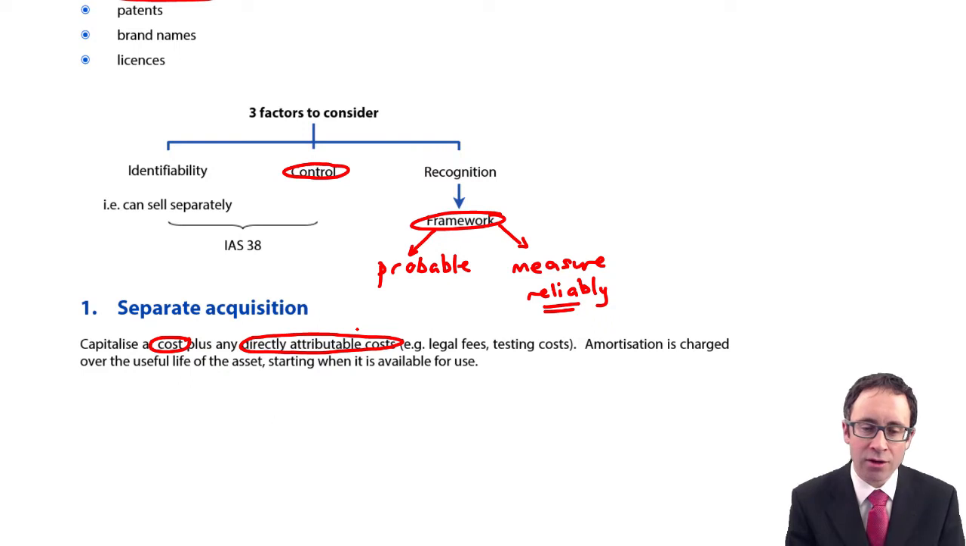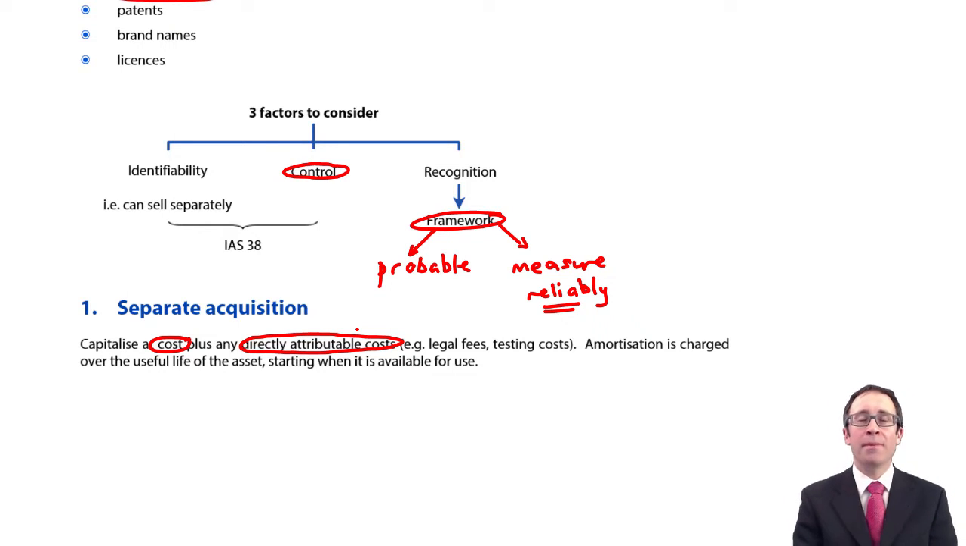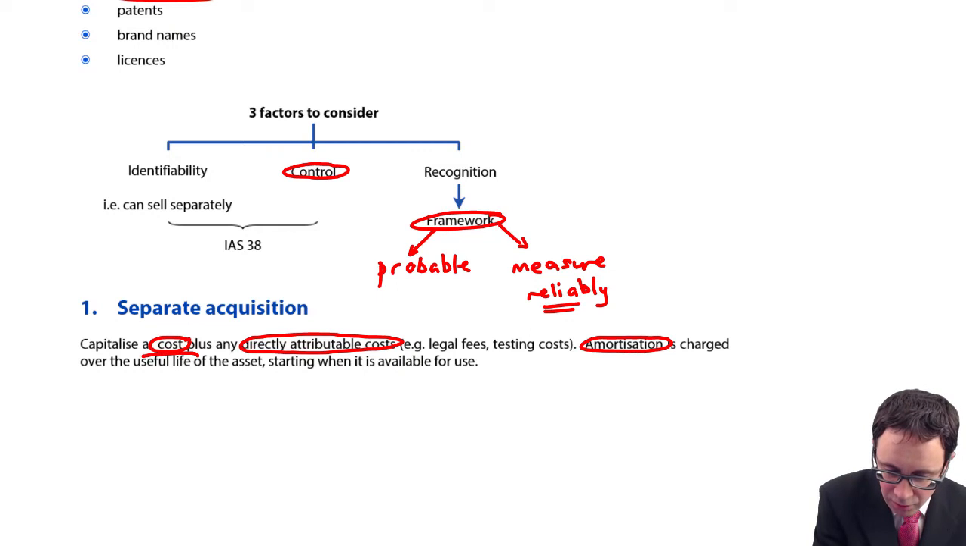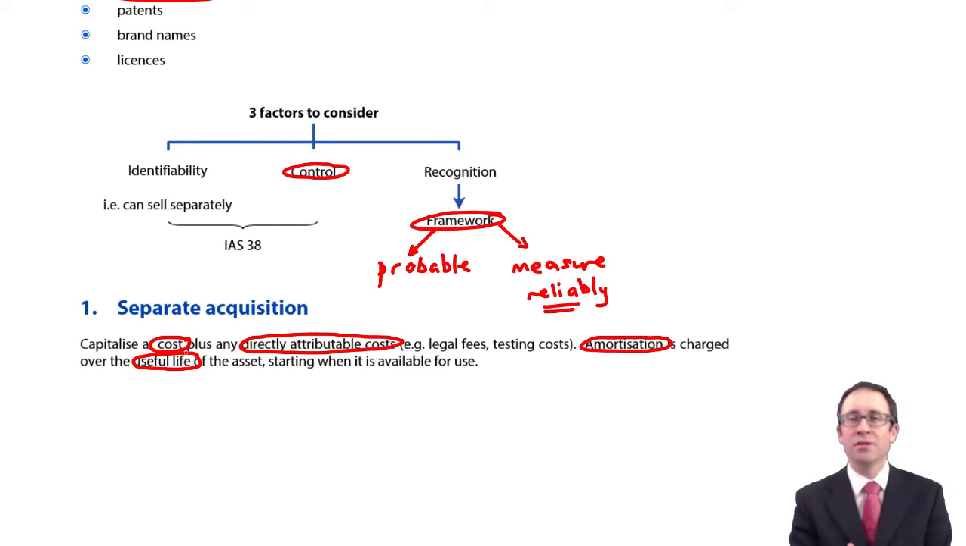Are there any testing costs that you've incurred in regards to generating that idea and that patent? Okay, so that will be separately acquired, capitalized at cost and any directly attributable costs, and then you will amortize that asset over its useful life, because a patent and a license will normally last for a finite period of time, so therefore we will amortize it.